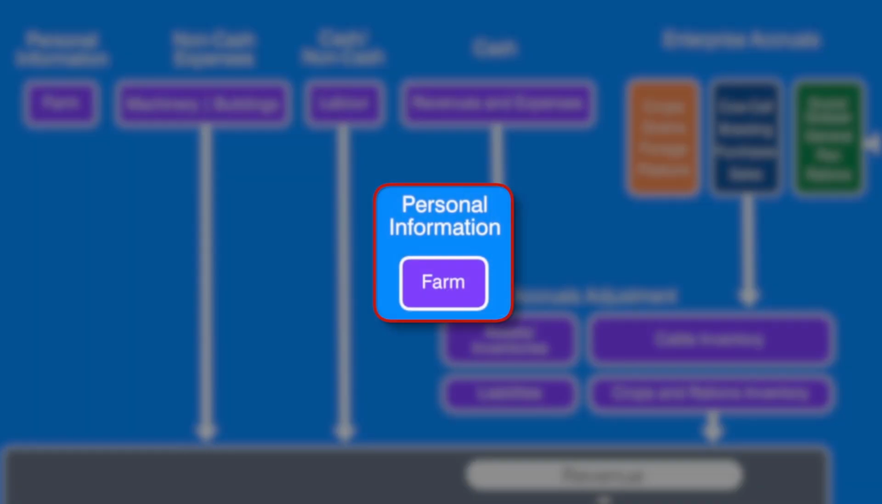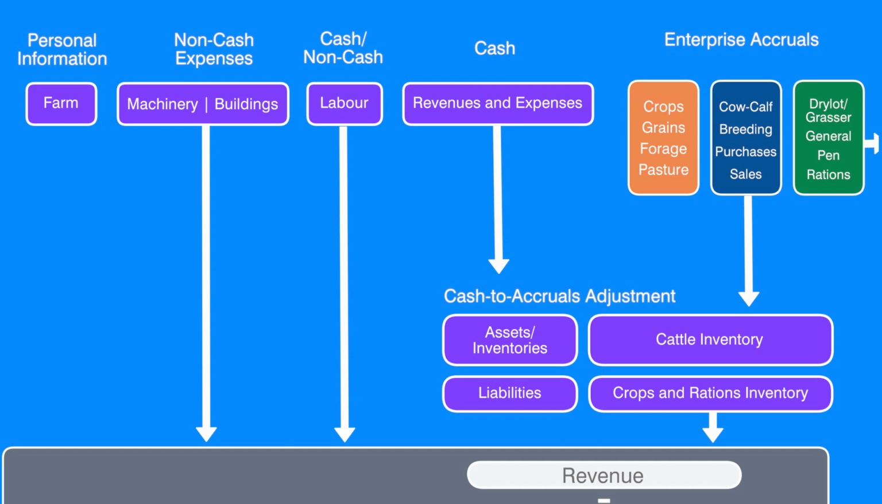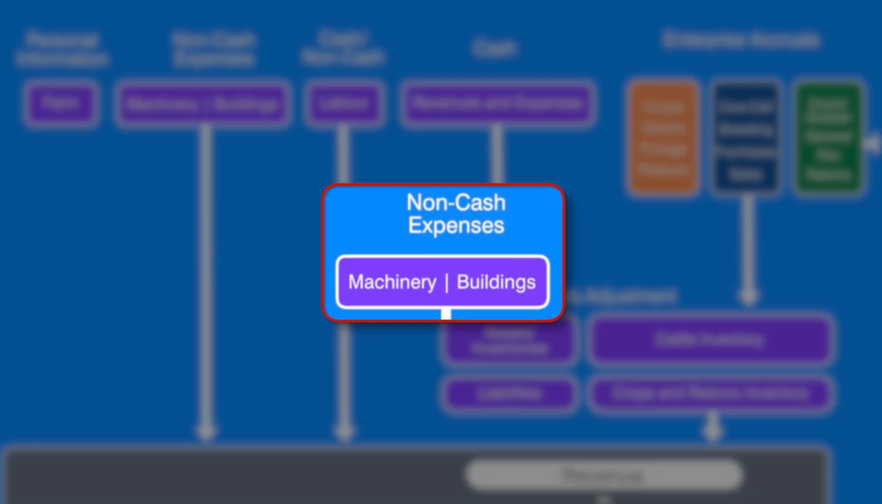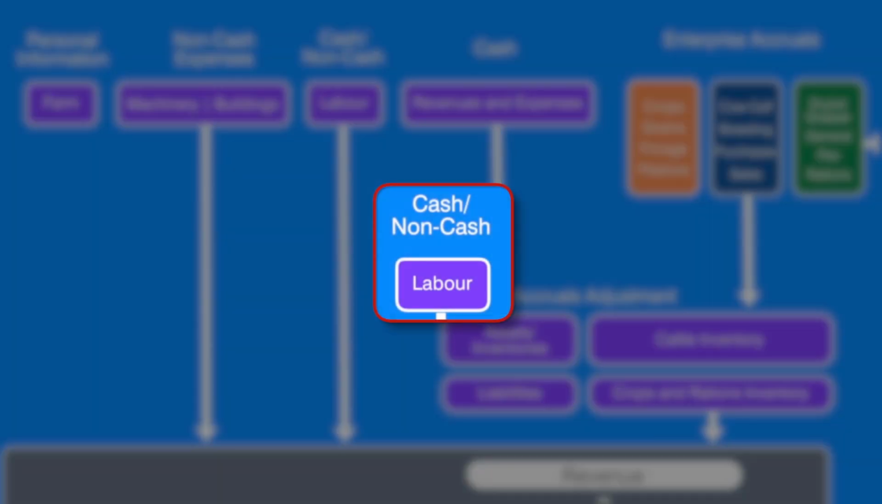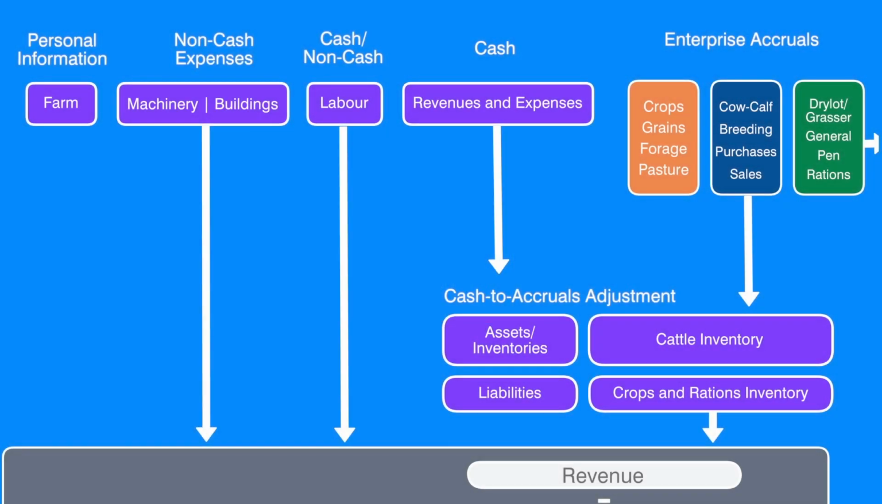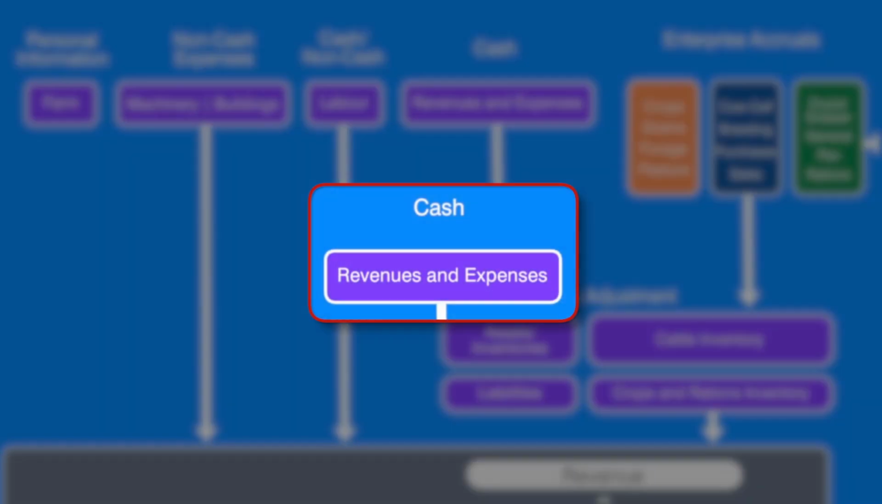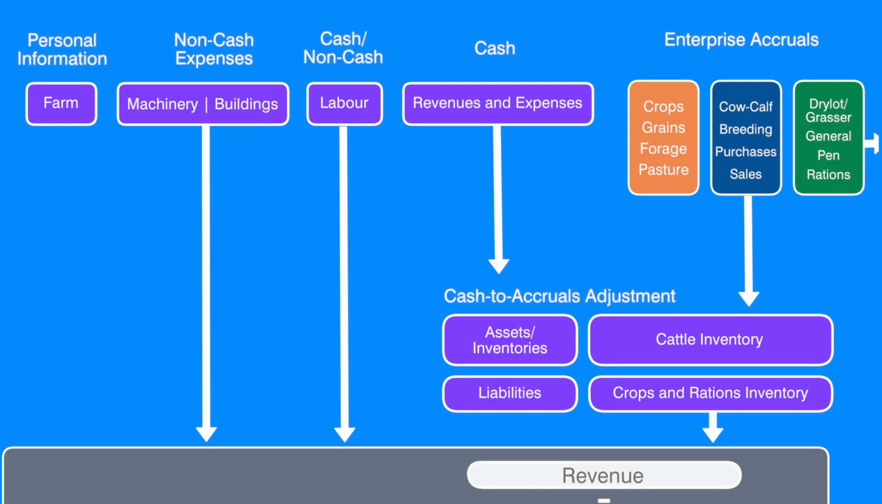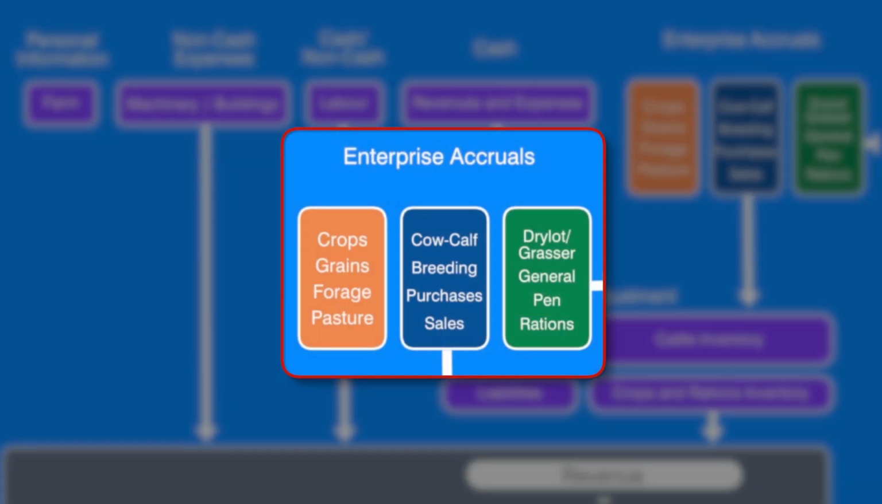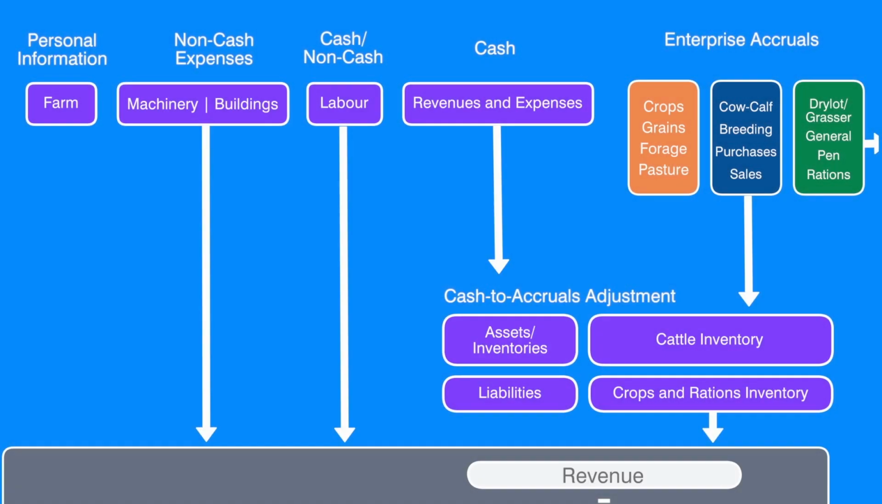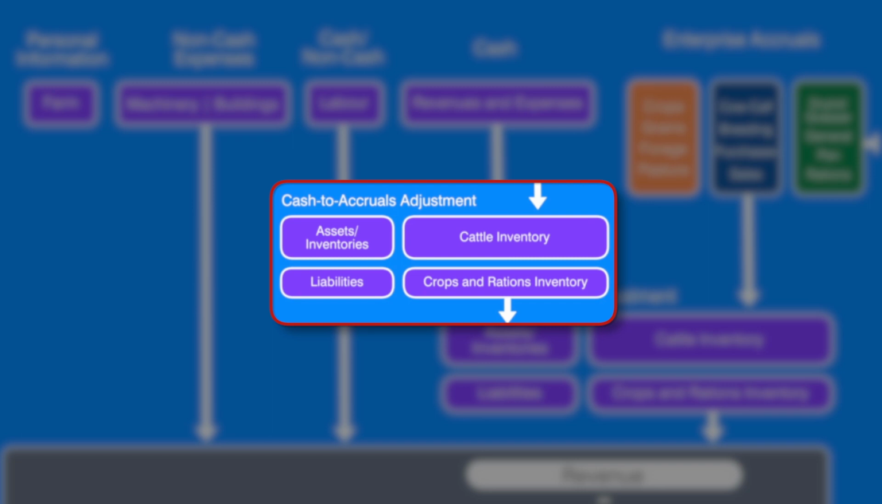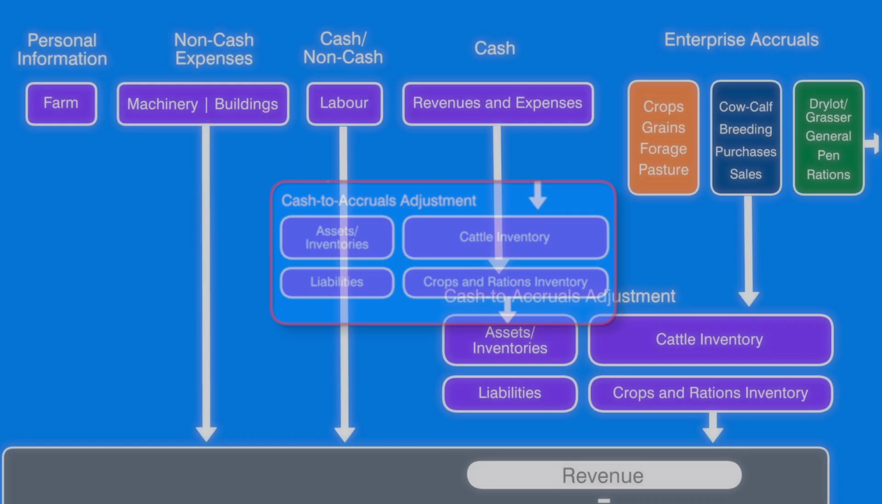Personal information, including the farm information. The non-cash expenses as calculated from the machinery and building inventories. The cash and non-cash cost from paid and unpaid labor. Cash expenses and revenues from operations. Enterprise accruals from 3 key areas: crops, cow-calf, and dry lot. And cash to accrual adjustment from assets, liabilities, cattle inventory, and crops and rations inventory.